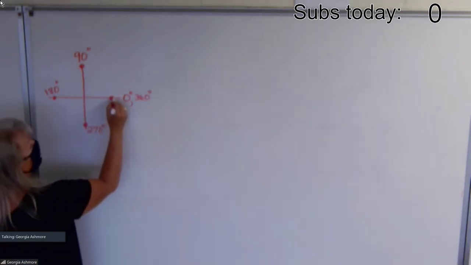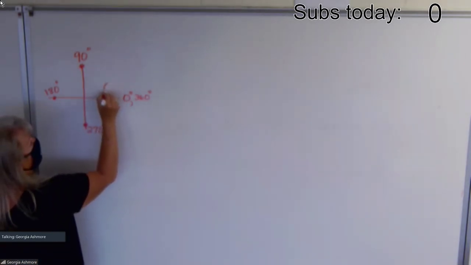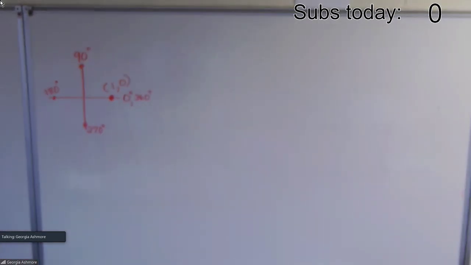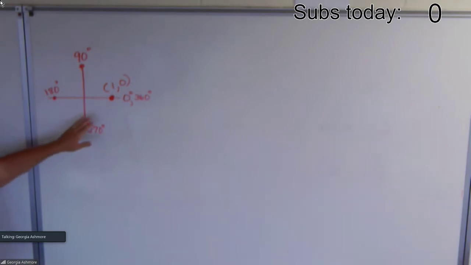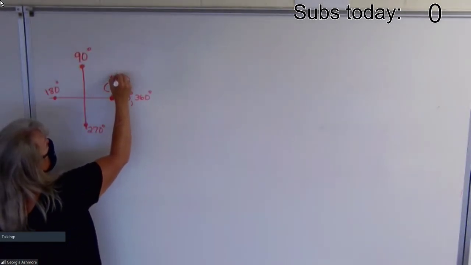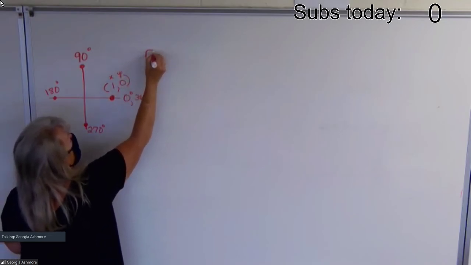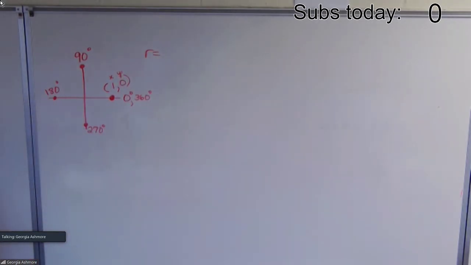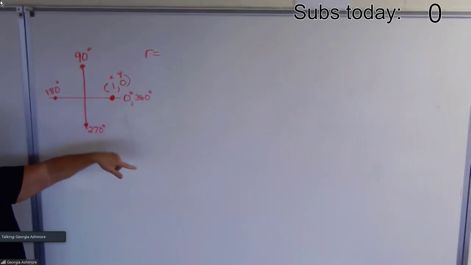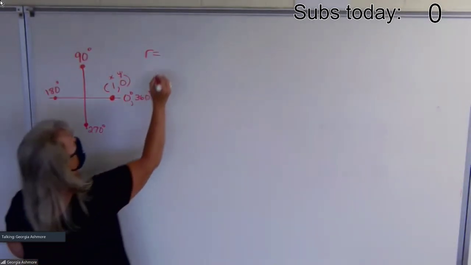So we're going to start here. Now that coordinate is many different things. I can do 1, 0, I can do 5, 0, I can do 8, 0, I can do 999, 0. We're going to use the smallest whole numbers. So we're going to use 1, 0, where this is my X, this is my Y. So what will my R be? X squared is 1 plus 0 equals R squared, so it's going to be 1.